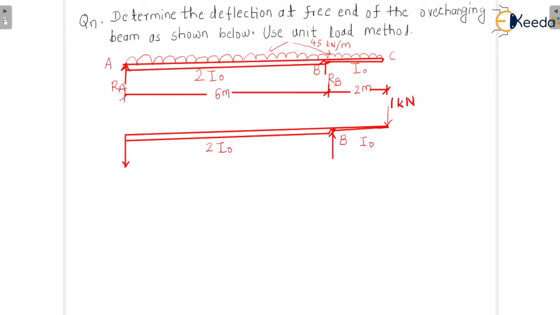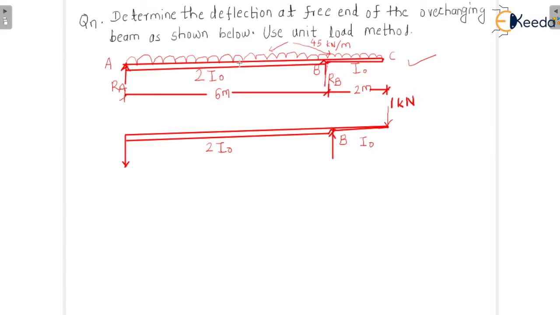So this is the beam given. Okay. In the question, we have to use the unit load method. Now here in this beam, you can see it is an overhanging beam, this part is the overhang, so there are reactions Ra and Rb. Okay, support reactions will be there, Ra and Rb.